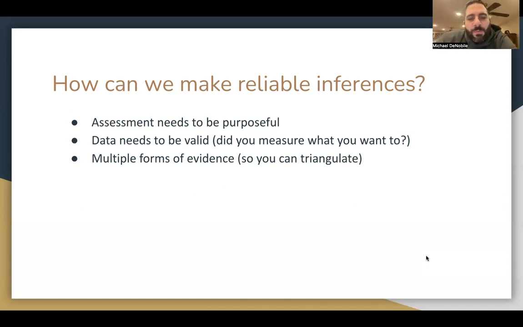And we need multiple forms of evidence so we can triangulate our data. What does that exactly mean? So if we're going to determine whether or not students mastered a specific skill, we're not going to use one form of evidence in order to determine that. That's why it's important to know the different types of questions, because the different types of questions allow you different ways in which to measure it.